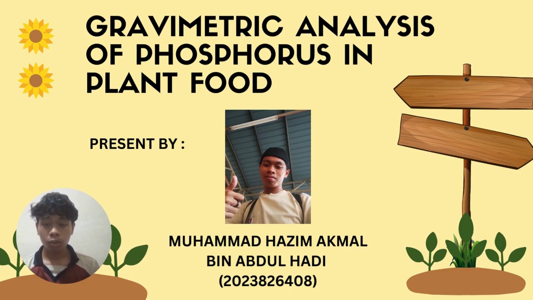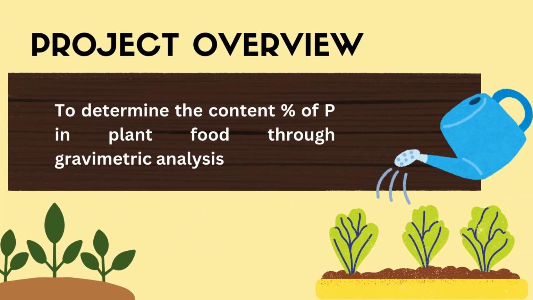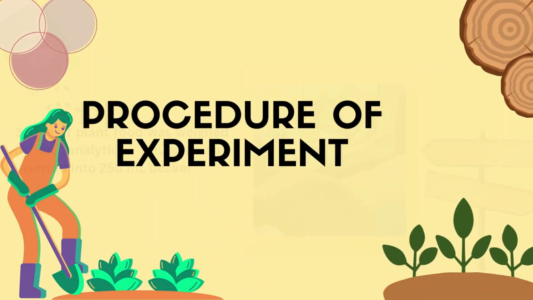Next, we go to the objective of the experiment. The objective of the experiment is to determine the content % of P in plant food through a gravimetric analysis. Next, let's go to the procedure of the experiment.